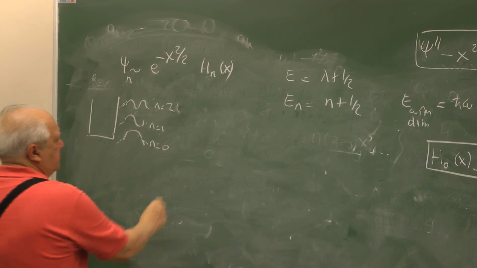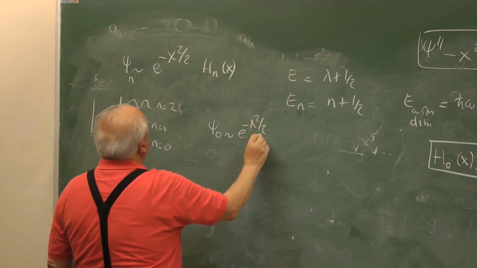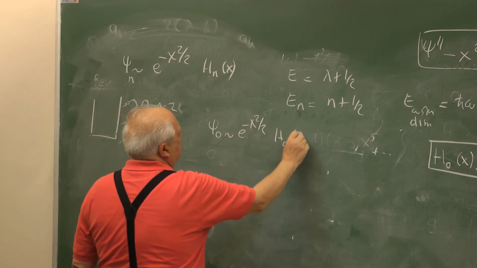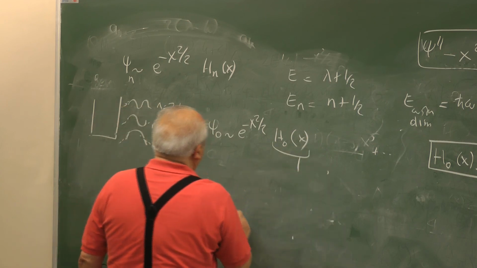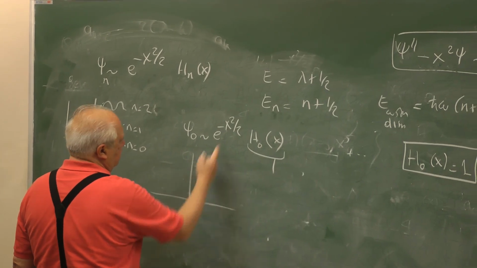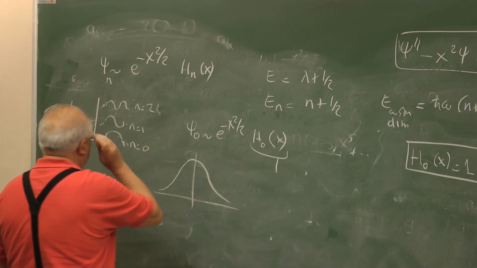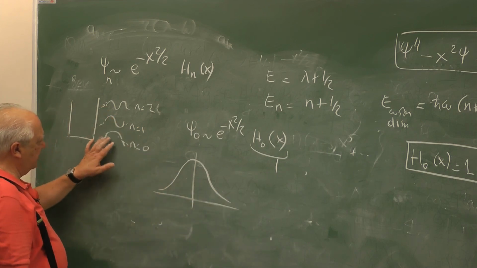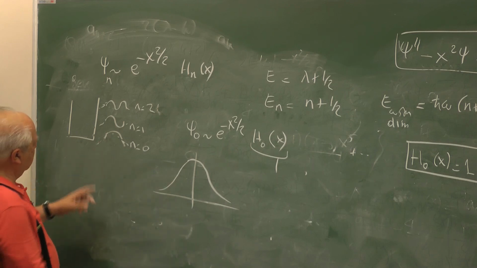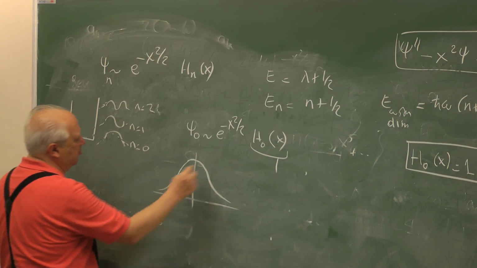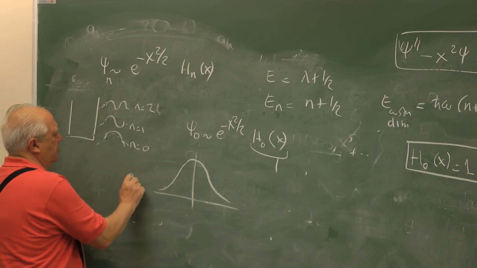Okay. So psi 0 is proportional to e to the minus x squared over 2 times H_0(x), but H_0(x) is 1. Therefore, this is just a Gaussian. This was a sinusoidal bump, half a wavelength. This is not like that, of course, but something similar. So it is bumpy and it is tapering off slowly. So this is for n equals 0.